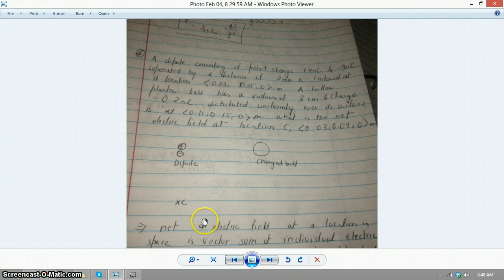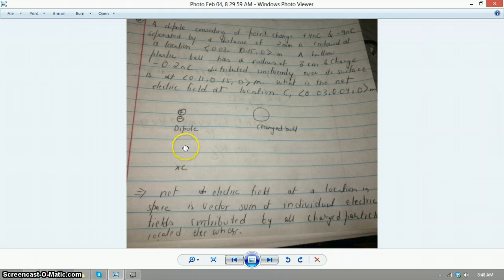I'll give you a slight definition of the superposition principle that we discussed in our class. From the superposition principle, the net electric field at a location in space is a vector sum of the individual electric fields contributed by all charged particles located elsewhere. So the electric field at location C is the sum of the individual electric fields contributed by this dipole and by the charged ball.